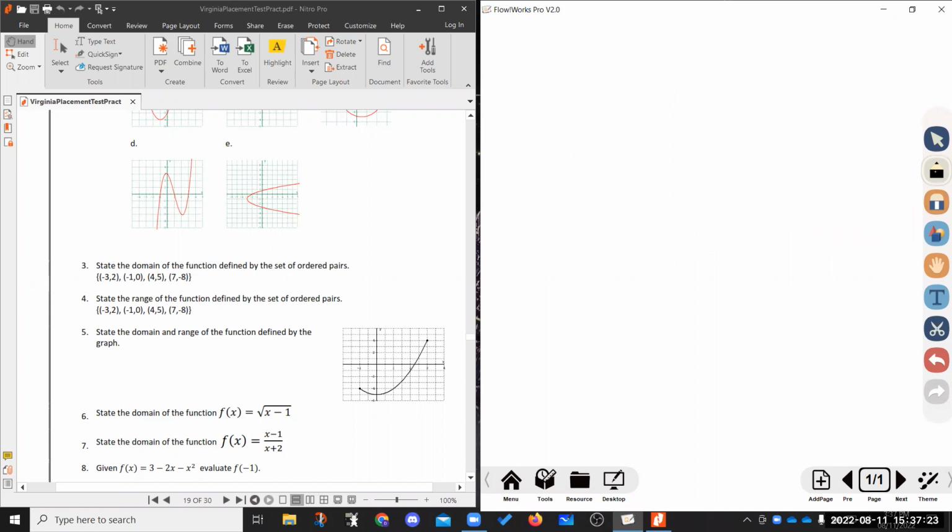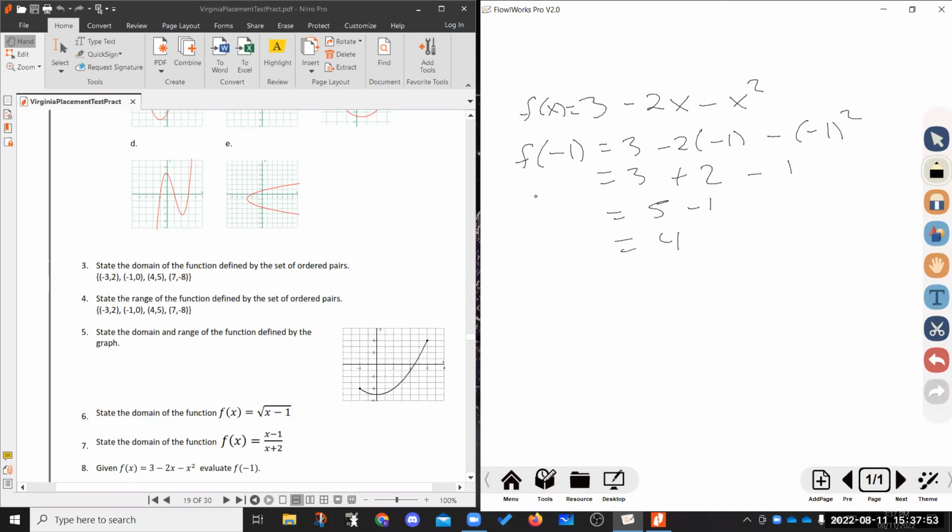Now this is going to be 3 minus 2x minus x squared is f of x. And we want to evaluate it or find the value of it when x is equal to -1. So I'm going to replace all of the x's with -1s in parentheses. Plus 2 minus 1. 5 minus 1 is 4. So f of -1 is 4.